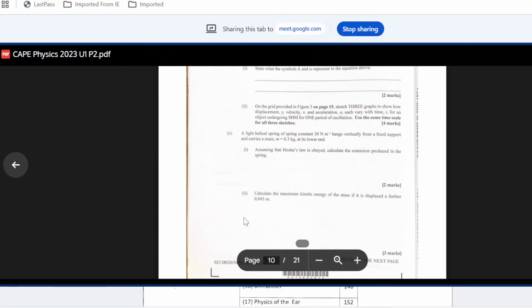So I have the maximum kinetic energy equal to half kx squared. And in this case, x would be the 0.098 plus the 0.045. Wait, Carl, what did you get for the answer? Let me just put it in the calculator and tell you. I got 0.3067.